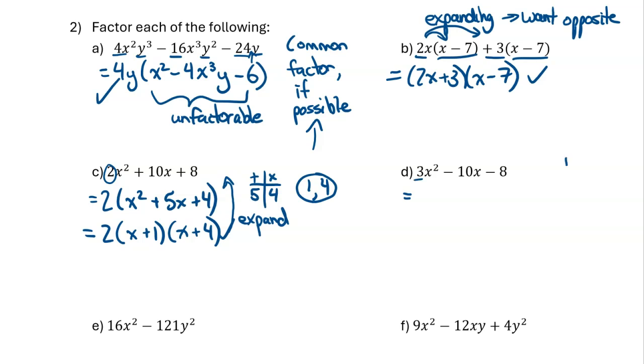D now is one where we can't common factor out that 3. So what we have to do is find two numbers here that add to the middle term, minus 10. And in this case, because the 1 is not in front of the x squared, we need to go 3 times negative 8.